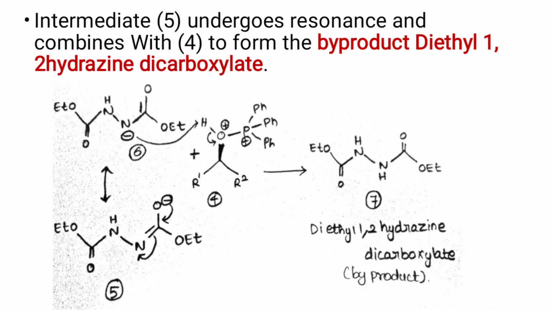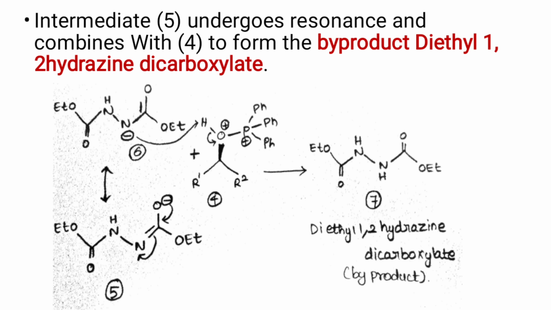In the next step, as we said, the DEAD gets protonated and forms a byproduct. Resonance occurs and the negative charge on nitrogen in 5 gets attached to hydrogen, and the bond between hydrogen and oxygen is broken, and the compound gets cleaved as diethyl 1,2-hydrazine dicarboxylate. As we know, hydrazine is NH2-NH2, and here the pair of hydrogens are replaced by the diethyl dicarboxylate group.